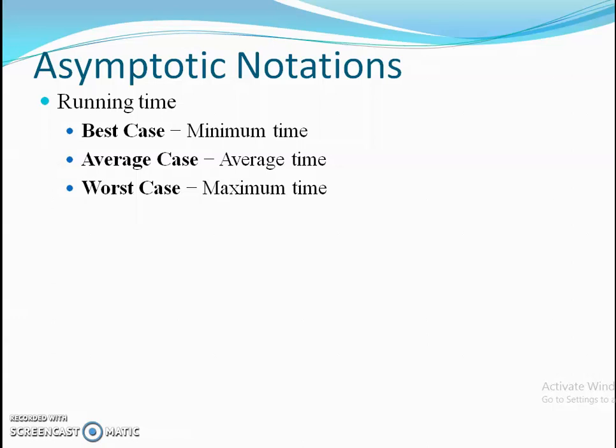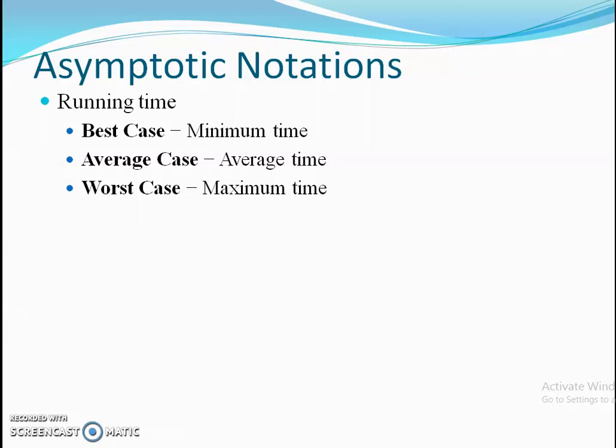In time complexity, we use asymptotic notation to represent the time complexity. So what is time complexity? It is how much time is required to execute or run the program. That is known as time complexity. It can be categorized into 3 types: best case, average case, and worst case.